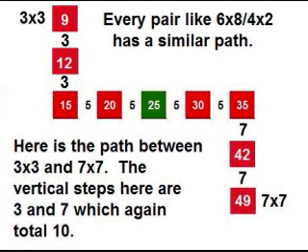Here we're looking at the path between 7 times 7 and 3 times 3. Now our vertical columns are in the 3s and the 7s. Again, they total 10. And our answers are 40 apart in this case because there are 4 pairs in each direction.